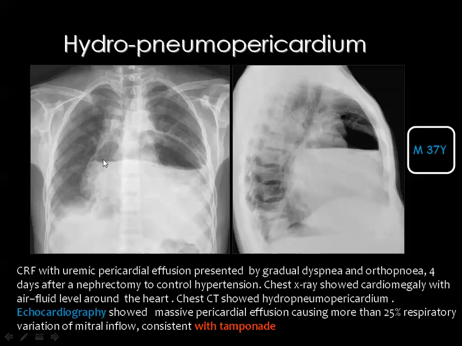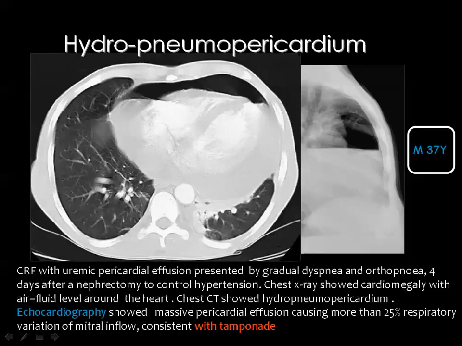as well as air fluid, and the echocardiography showed massive pericardial effusion causing more than 50% respiratory variation of the mitral inflow, which is diagnostic of cardiac tamponade, and this is the CT scan showing the same finding.